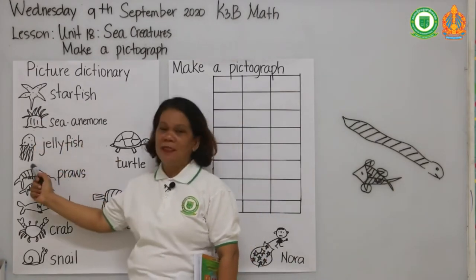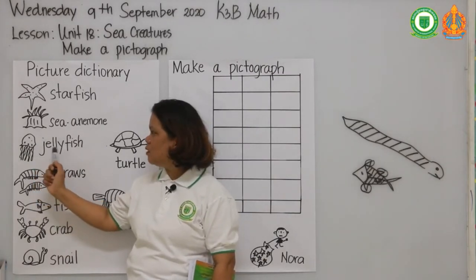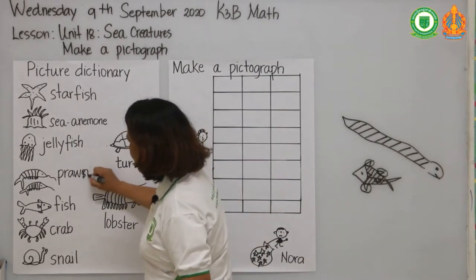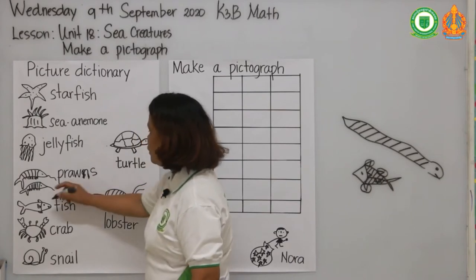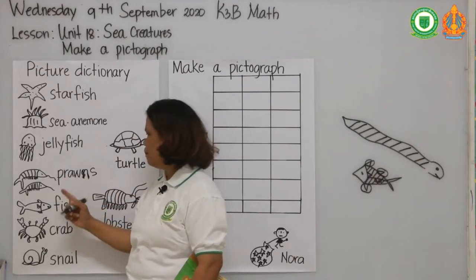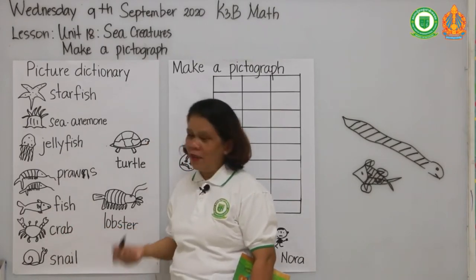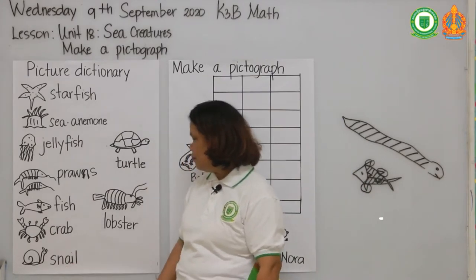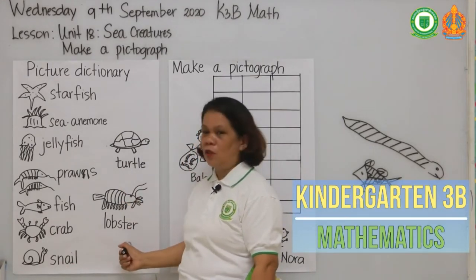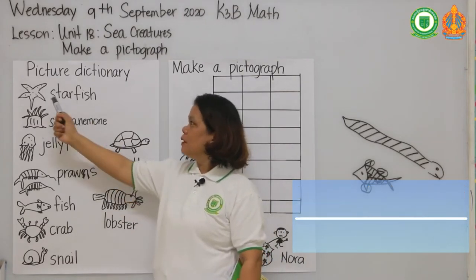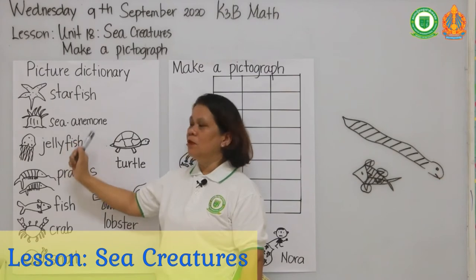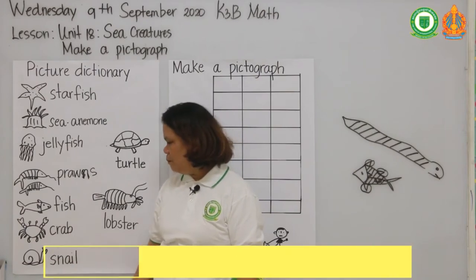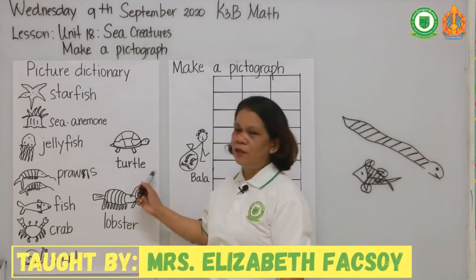And this is a jellyfish. Prawns, I put an N. Prawns. Fish. Do you know what a fish is? This is a crab. This is a snail. This is a turtle. And this is a lobster. So again: starfish, sea anemone, jellyfish, prawns, fish, crab, snail, lobster, and turtle.